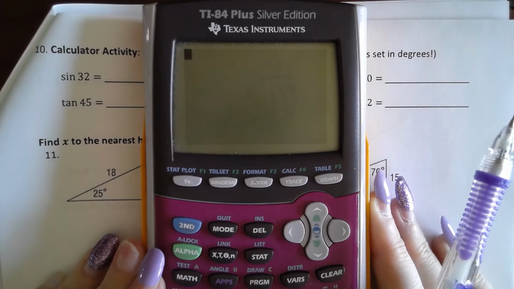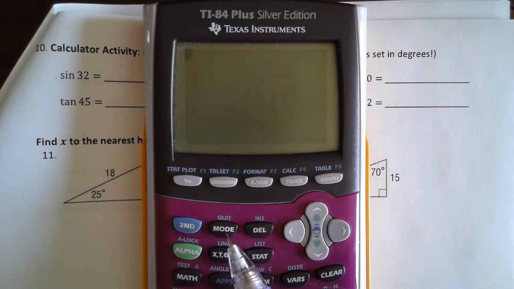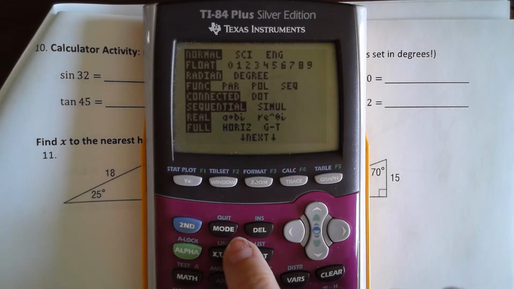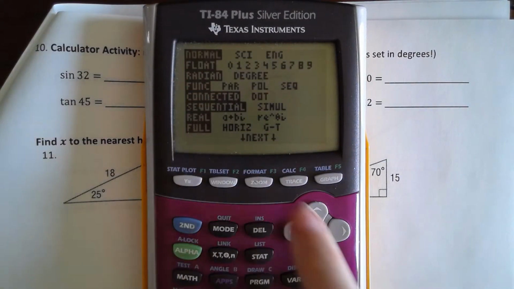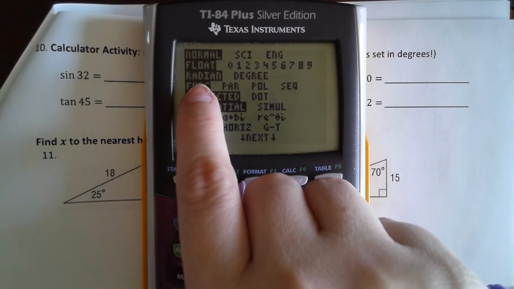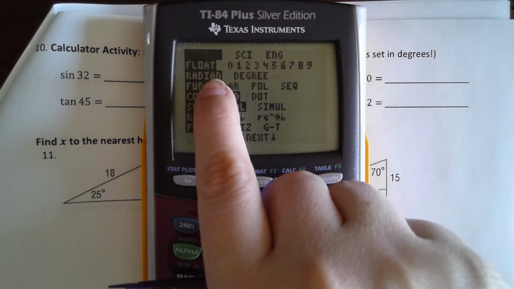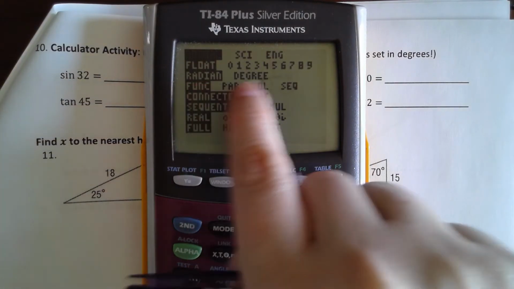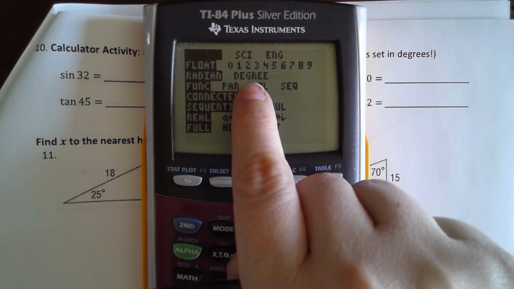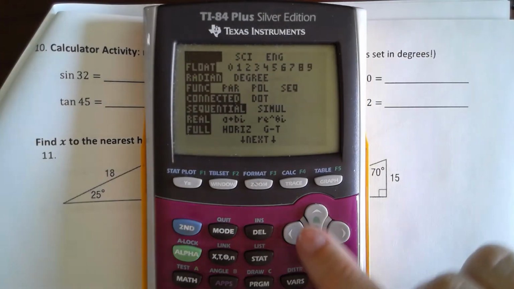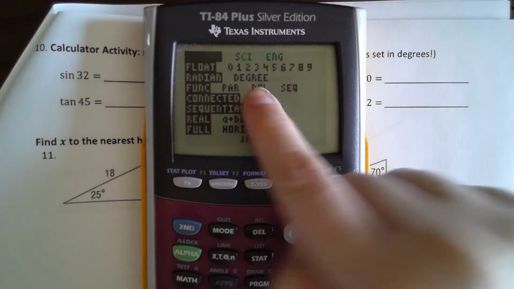If you look on your calculator right next to the blue button, there's a button called mode. If you go to the mode button, you're going to come up with all of these here. Now, if you notice on mine right now, this black little rectangular box is over the word radian. I don't want it to be radian, I want it to be degree. If we don't change it to degree, we're going to get the completely wrong answer.